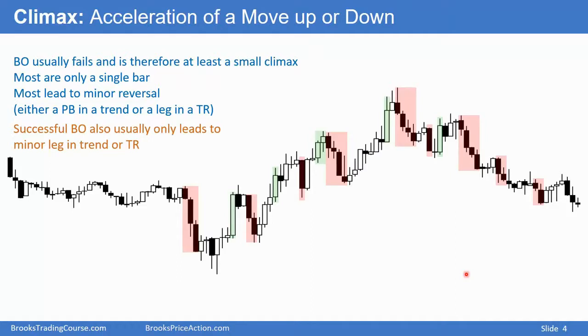Even when there is a successful breakout, it still usually results in only a minor leg in a trend or a trading range. Here we have a successful breakout, strong breakout, follow through bar, and it only led to what became a trading range. Big down, big up, big confusion, trading range, and then breakout mode, either for a reversal or resumption down.